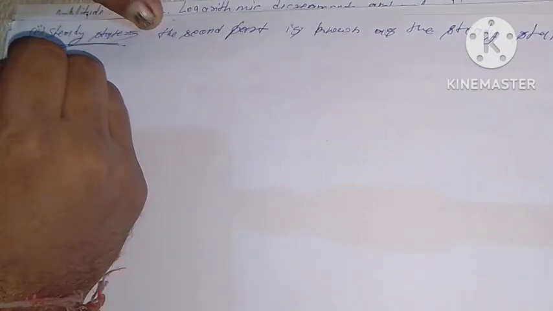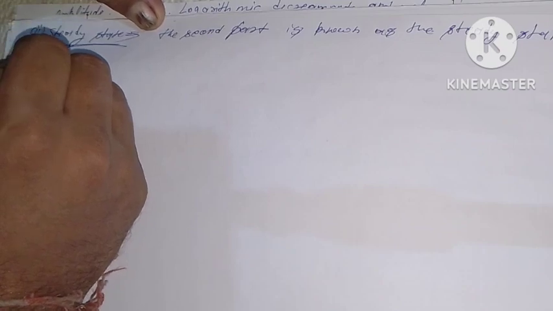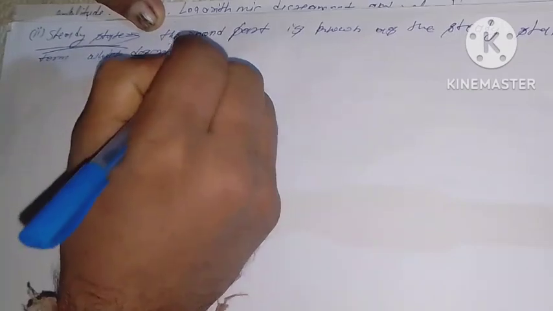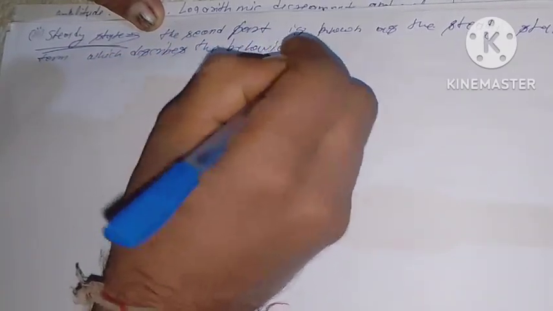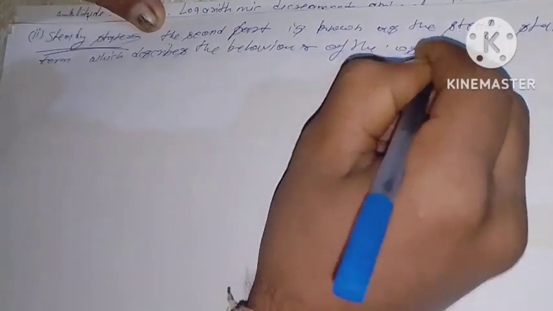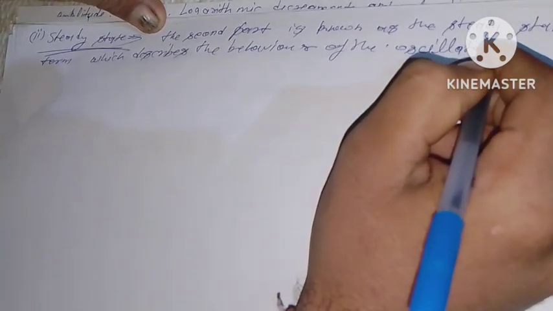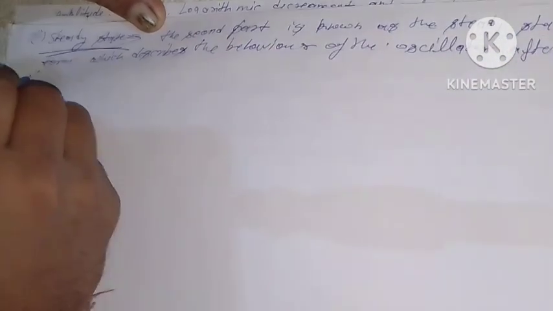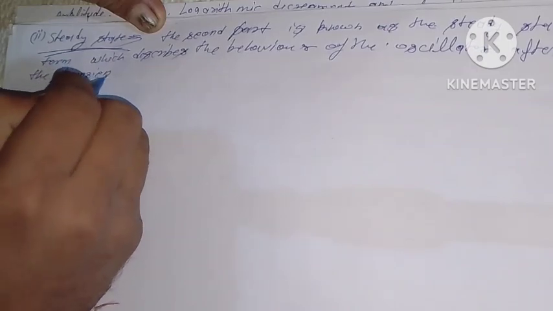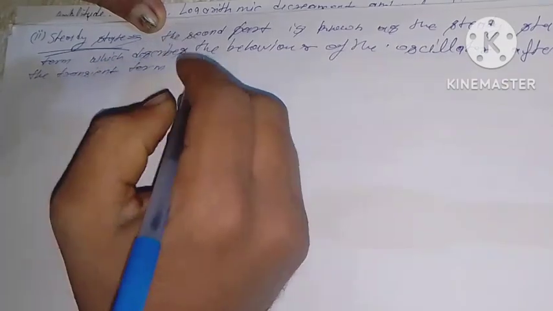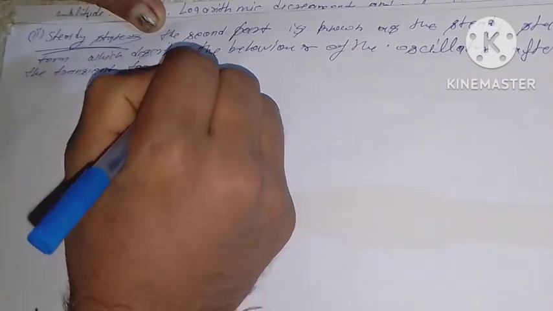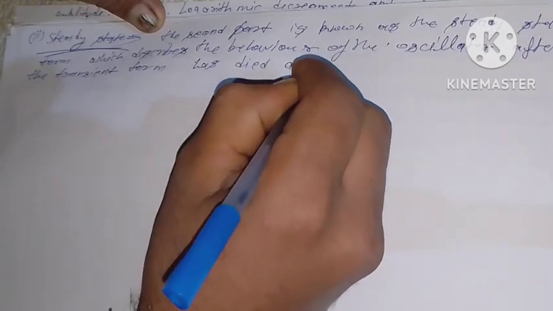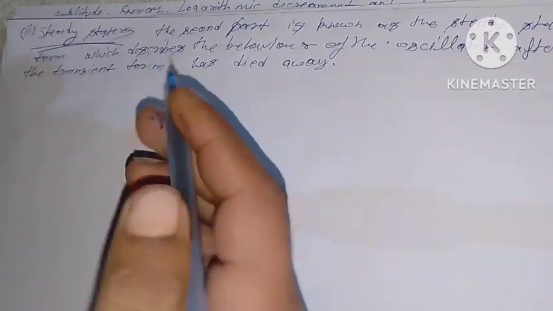The second part is known as the steady state term, which describes the behavior of the oscillator after the transient term has died away.